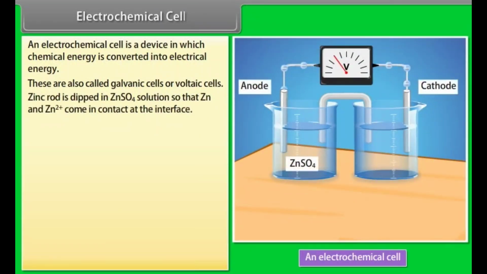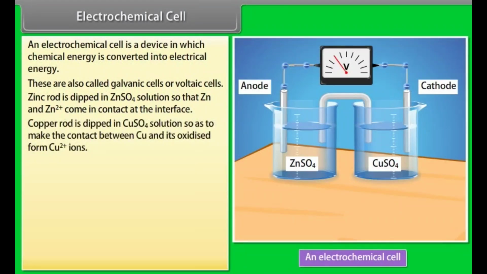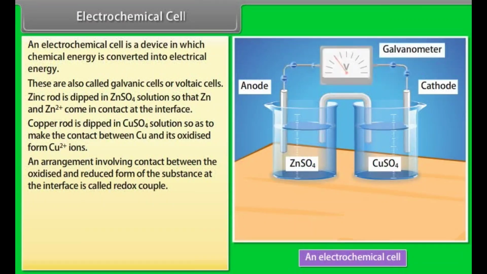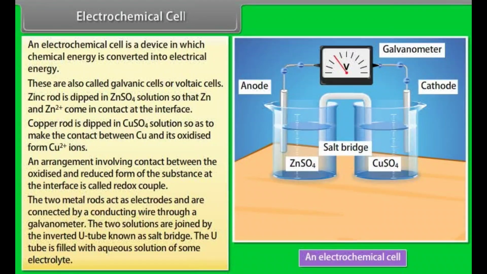Zinc rod is dipped in ZnSO4 solution so that Zn and Zn2+ come in contact at the interface. Copper rod is dipped in CuSO4 solution so as to make contact between Cu and its oxidized form Cu2+ ions. An arrangement involving contact between the oxidized and reduced forms of the substance at the interface is called a redox couple. The two metal rods act as electrodes and are connected by a conducting wire through a galvanometer.